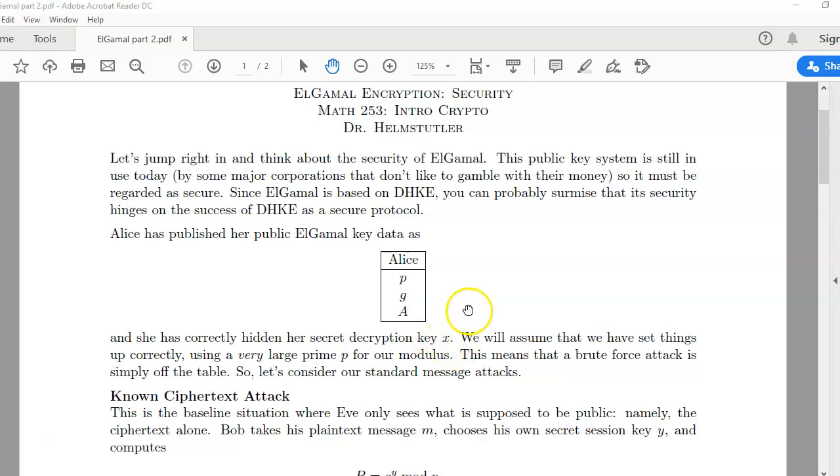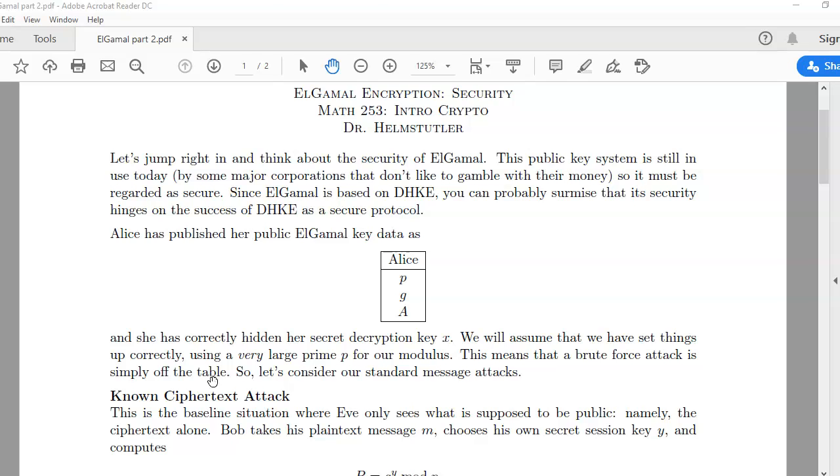Now we're going to assume that Alice has done her job correctly and she has set up her El-Gamal data with a very large prime modulus. So her prime P is going to be at least a couple of hundred digits long, not some 5-digit prime, but much, much larger. What that means is that a brute force attack is simply off the table. It's never going to work. It would take longer than the currently known age of the universe to brute force half of the keys, so it's just not going to happen.